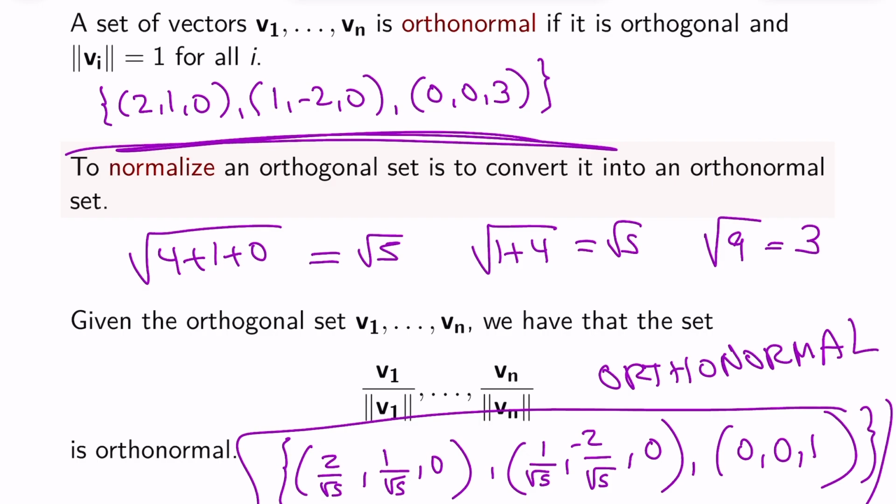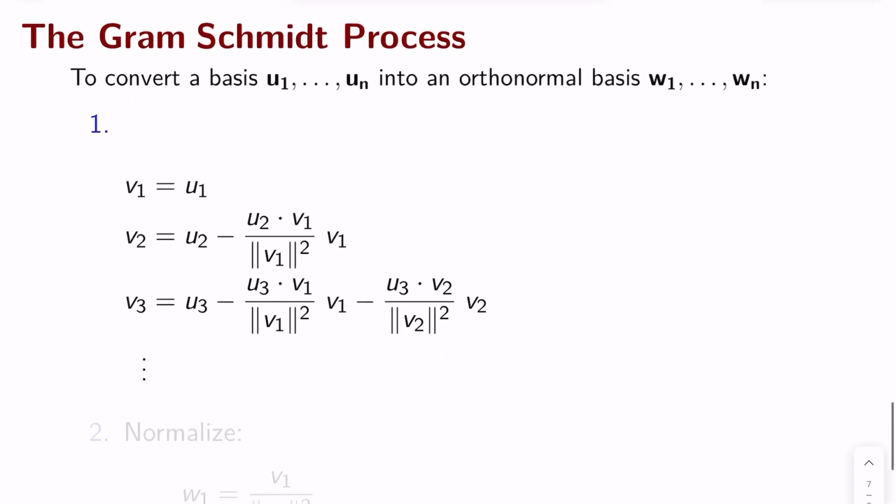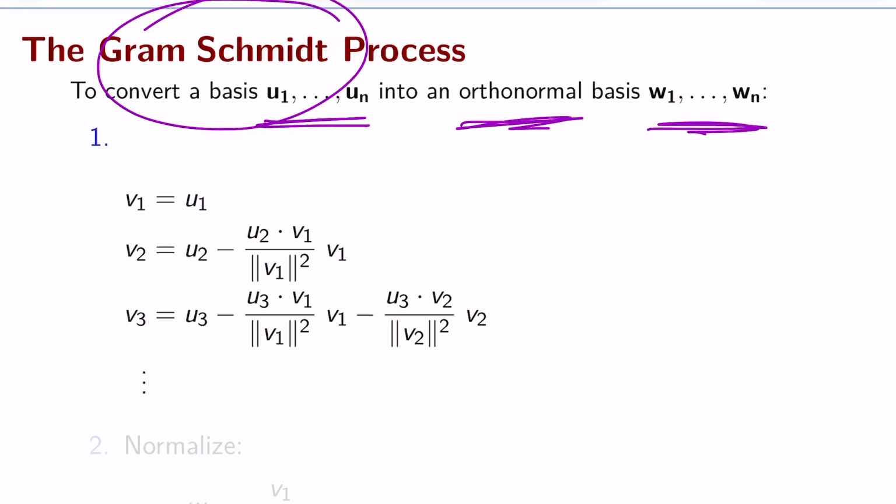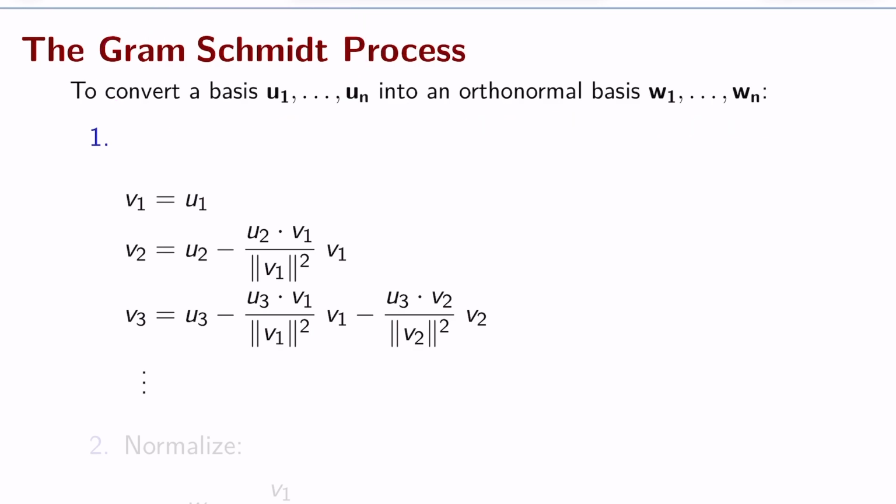But sometimes we are given a basis that is not even orthogonal to start with. And so then we learn a more complicated process that will allow us to convert any basis, it doesn't have to be orthogonal, into an orthonormal one. To convert a basis into an orthonormal basis, we need to apply an algorithm called the Gram-Schmidt process that will allow us to obtain an orthonormal basis from any basis. This algorithm consists of 2 steps.